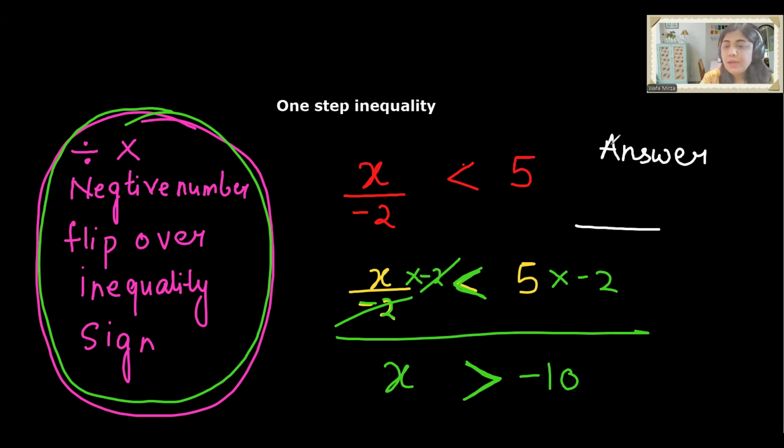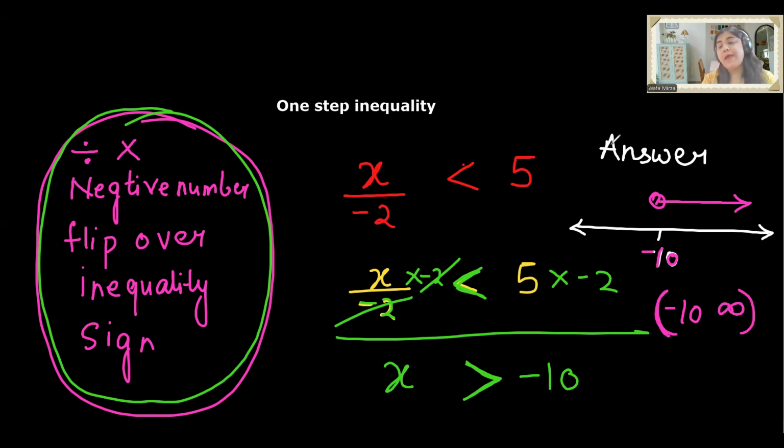I will draw the number line. I will mark here minus 10. I am saying that x will be greater than minus 10. So since it is a greater than sign, I will move towards the right side. But x is not equal to minus 10. Whenever the equal to sign is not there, I will use an open circle. How will I write the answer? My answer is starting from minus 10. It is an open circle, so I will use a small bracket. And it is going up to positive infinity. With infinity, always a small bracket.